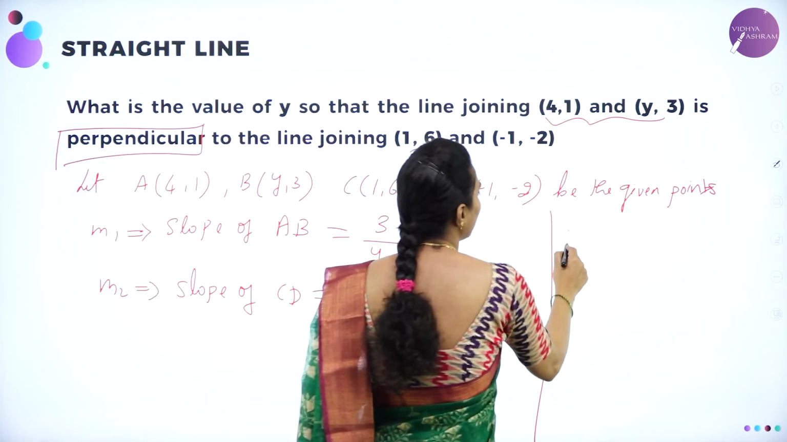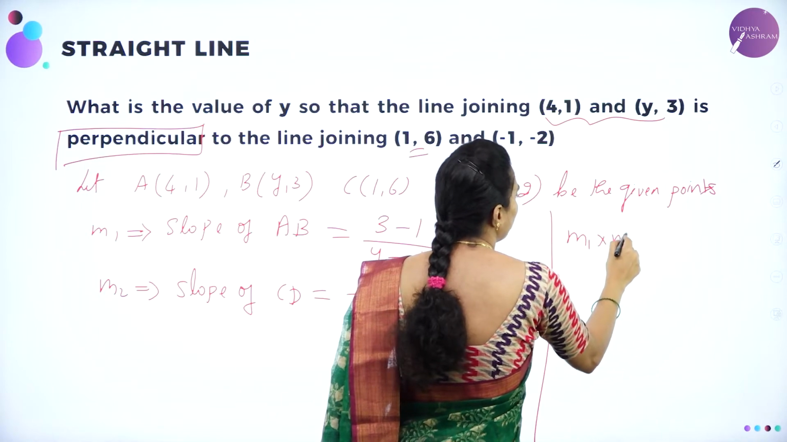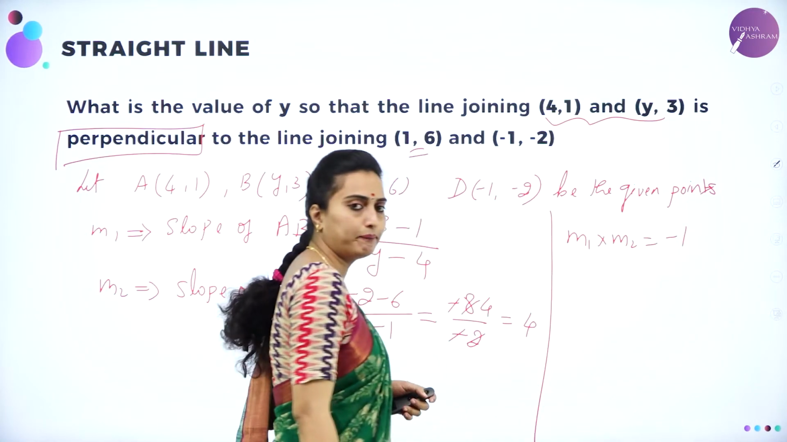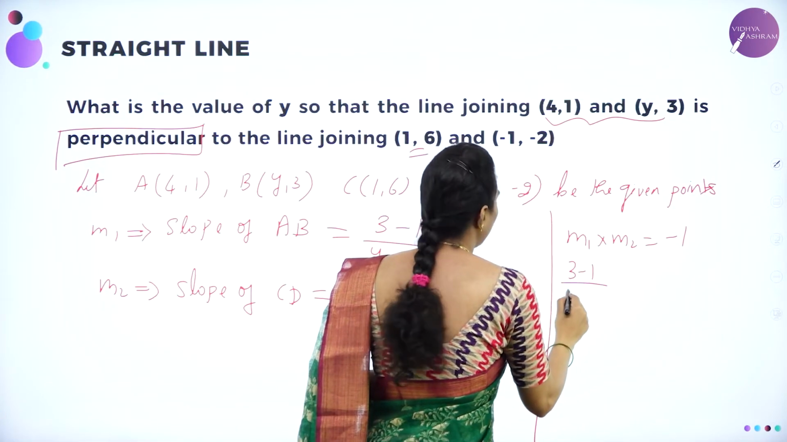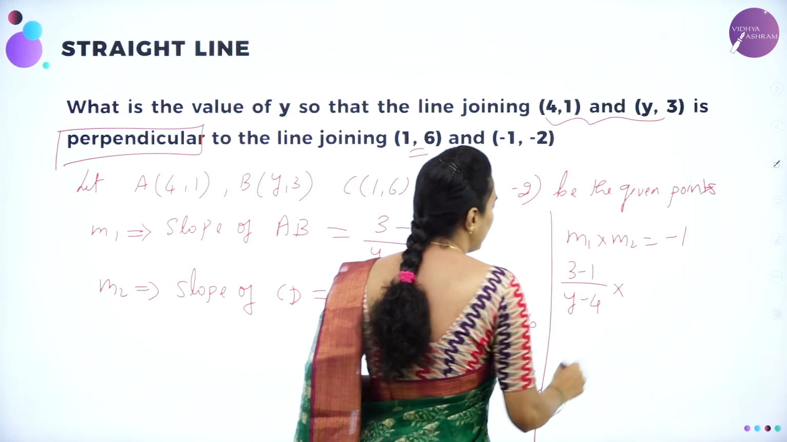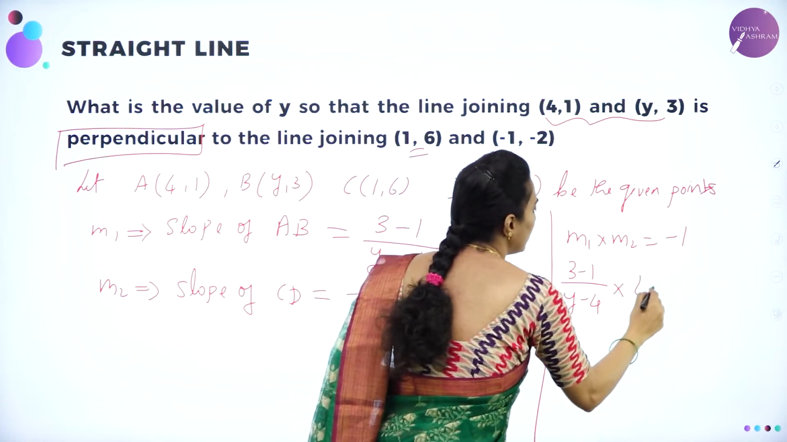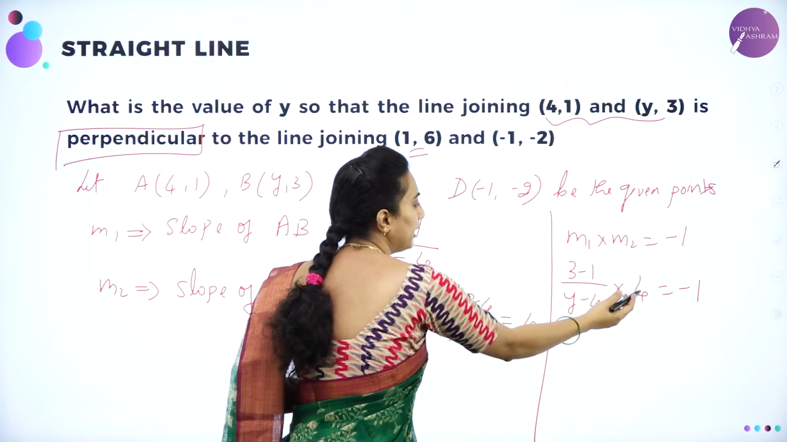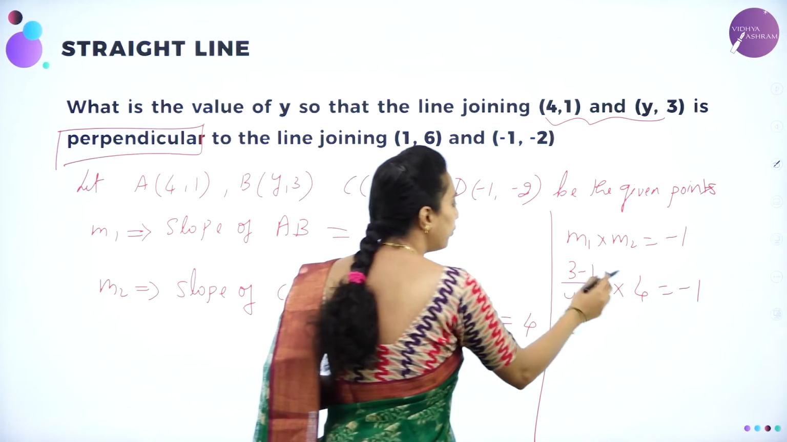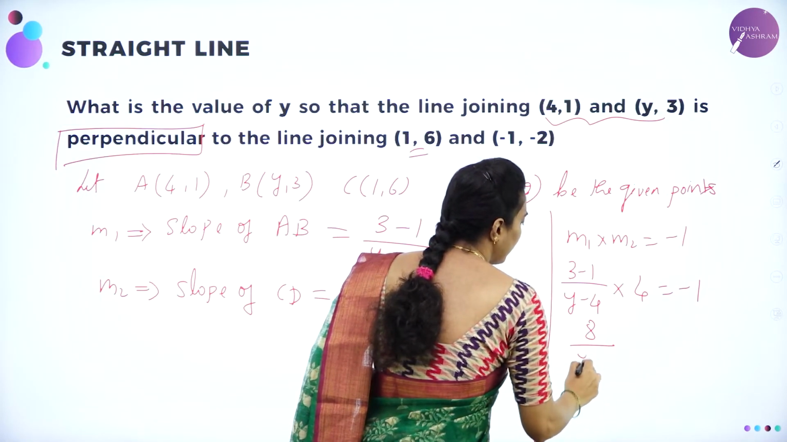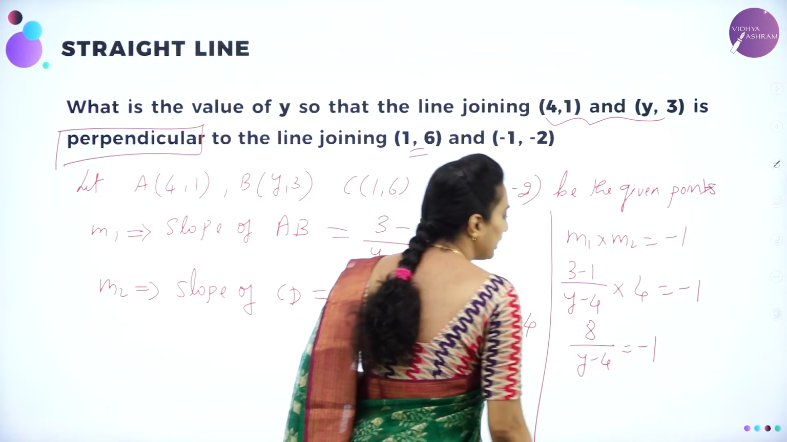Perpendicular means we know the condition M1 into M2 is equal to -1. So M1 we have found out (3 minus 1) divided by (y minus 4), into M2 we have found out, which is 4, is equal to -1. Let me multiply this by 4. 3 minus 1 is nothing but what? 2. So 2 fours are 8 divided by (y minus 4) is equal to -1.